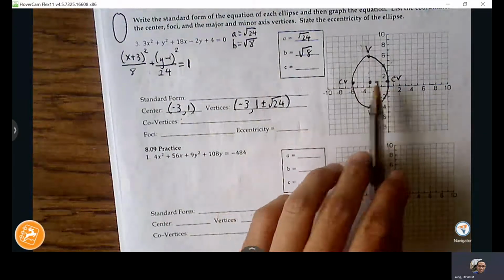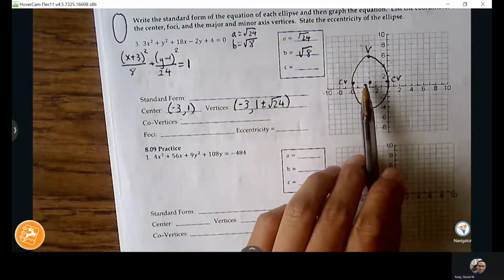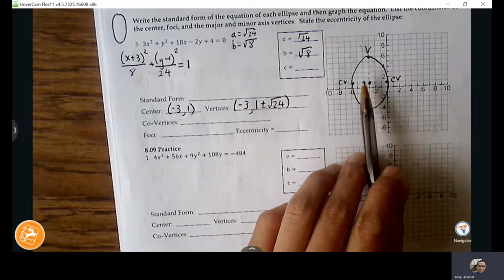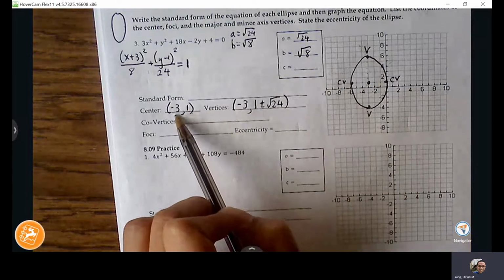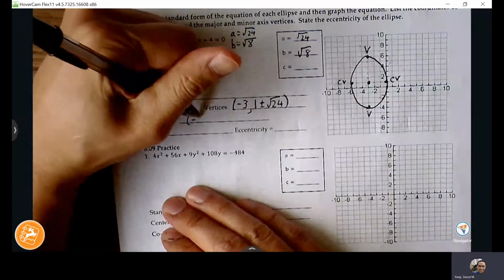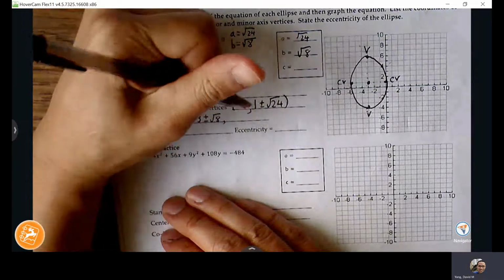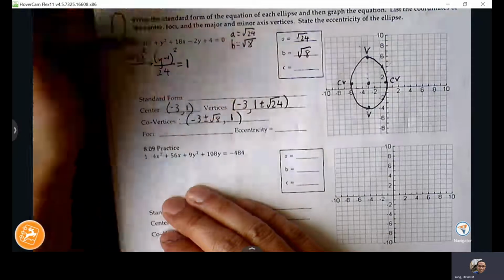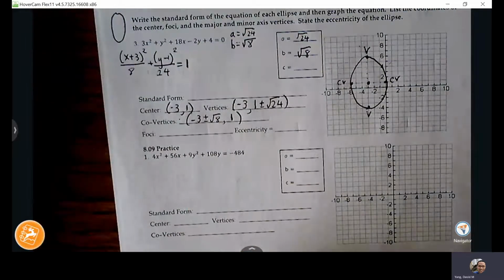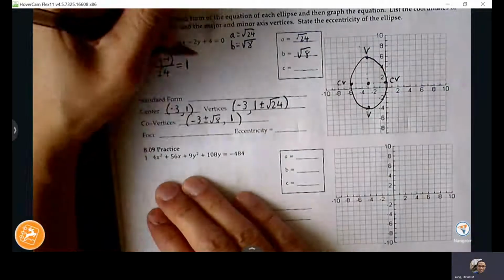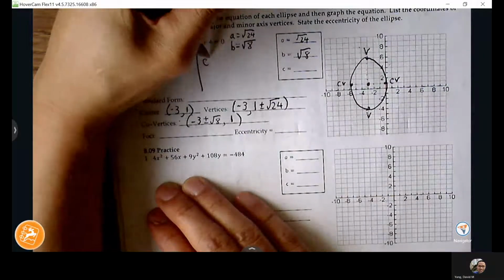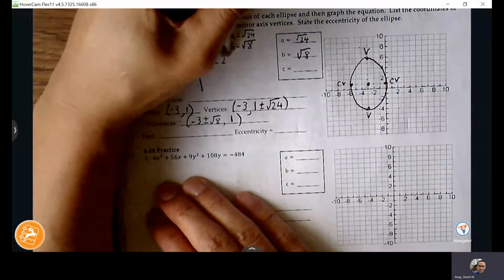However, the B value, we're moving left and right. So we're going to make that root 8 impact the -3. So similar to how we were approaching it from the focus standpoint. All right, we still have to find the focus. C squared equals A squared minus B squared.